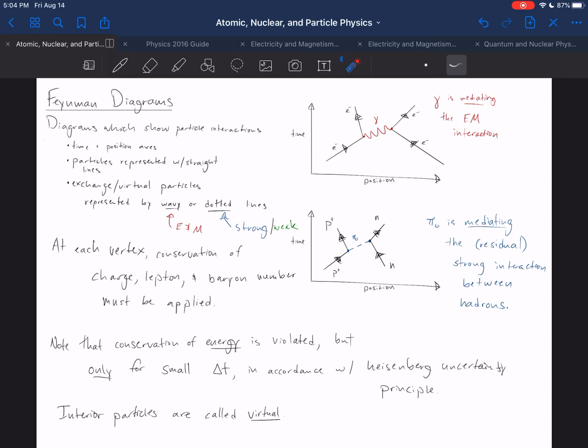I'll be representing electromagnetic interactions with the wavy photon here, and strong is a little bit complex, so we'll get to that in a bit, but weak interactions are always mediated by a dotted line and one of the weak bosons. So in this particular Feynman diagram, a photon is mediating the electromagnetic interaction between two electrons.